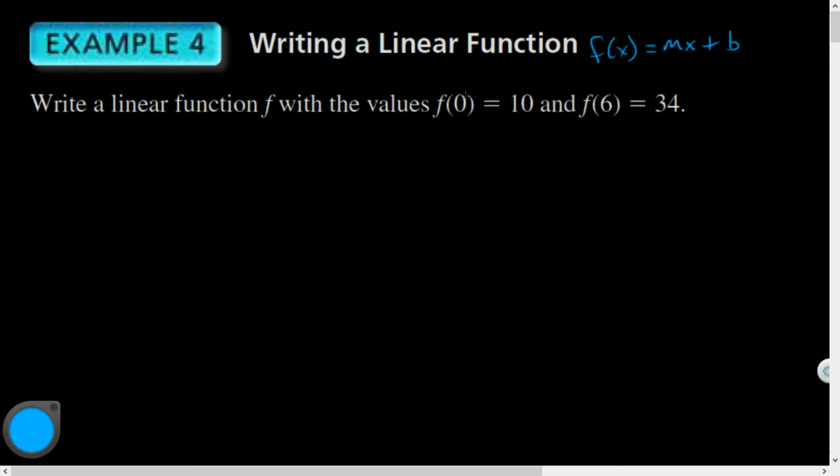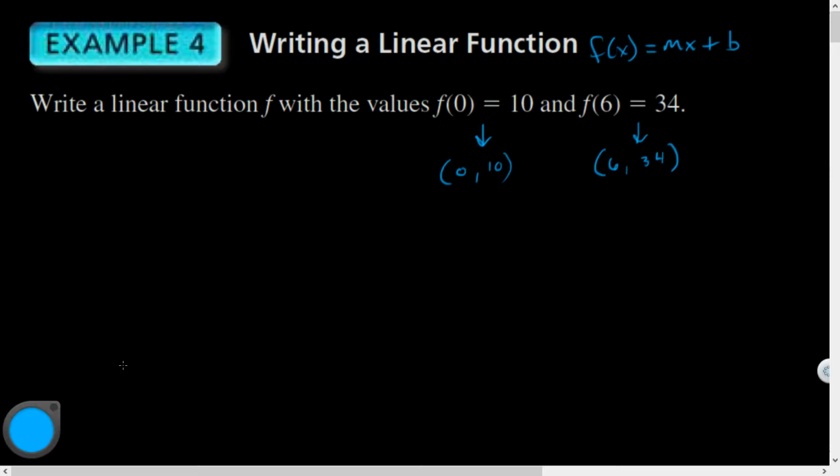So here we go. f of 0 equals 10. That means when the input was 0, when the inside was 0, the outside was equal to 10. When the input was 0, the output was 10. This is the same as the point (0, 10), if you want to write it that way. When the input was 6, the output was 34, so this is the point (6, 34). Now if I want the equation, I'm going to need to find the m and the b.